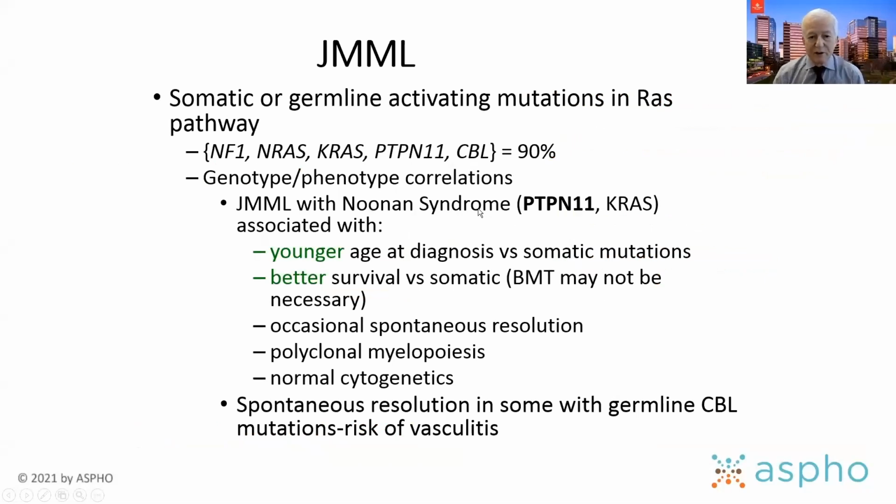So Noonan syndrome is a fascinating condition with this germline PTPN11 mutation, who tend to be younger at diagnosis versus those with somatic mutations. They have a better survival. And in fact, a lot of these will have spontaneous resolution and not need a bone marrow transplant. They have polyclonal myelopoiesis and normal cytogenetics, which kind of speaks to the less serious form of this. As I mentioned, other cytogenetic abnormalities lead to a more leukemia-like phase.